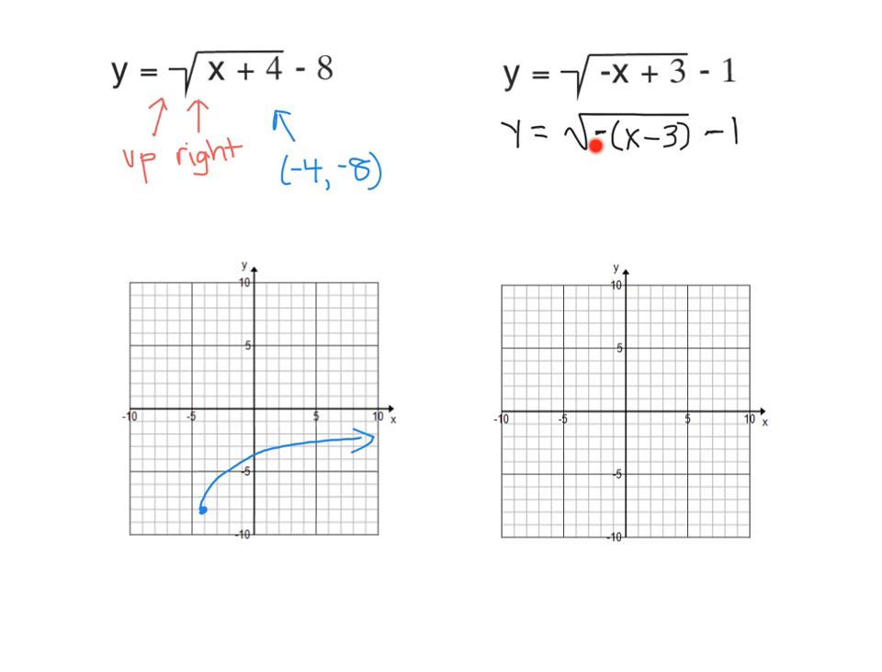If you were to think about putting that negative back into the parentheses, we'd get negative x, and then negative 3, which would be positive 3. Now we are ready to graph this. We don't need this anymore. Let's just look at our new equation.